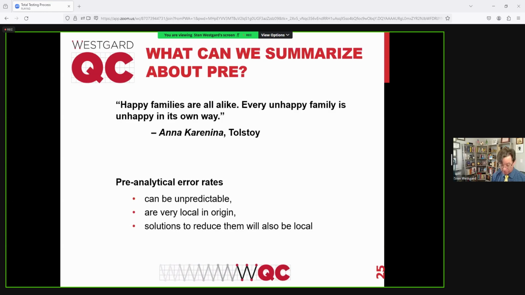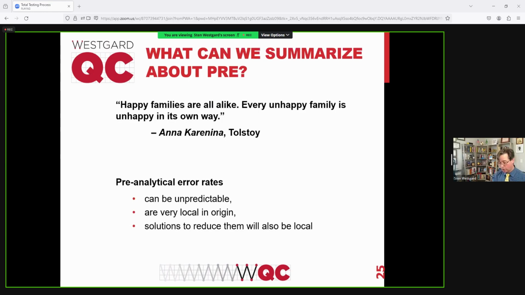To quote Tolstoy, happy families are all alike. Every unhappy family is unhappy in its own way. Labs that get 6 sigma for their processes will probably be all alike. But if you have a lower than 6 sigma metric for one of your pre-analytical processes, it is probably going to be unique. How your processes fail are unpredictable, but also they're probably local.